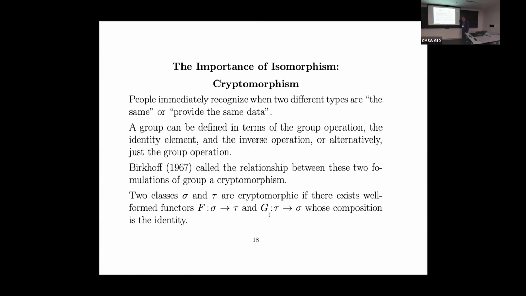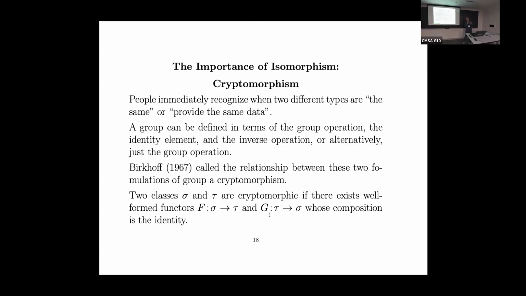Cryptomorphism. So if I take a group, there are different ways of formulating a group. And when you teach groups, you teach that there's two ways to formulate it. You can take just the group operation, and then in your axioms, you can say that the identity element and the inverse operation exist. And so you can formulate it just in terms of the group operation.